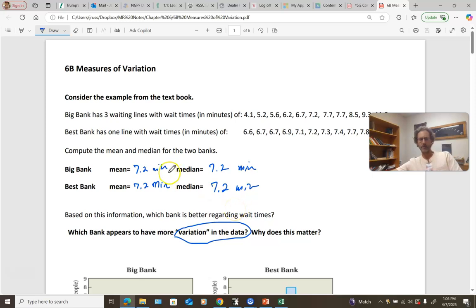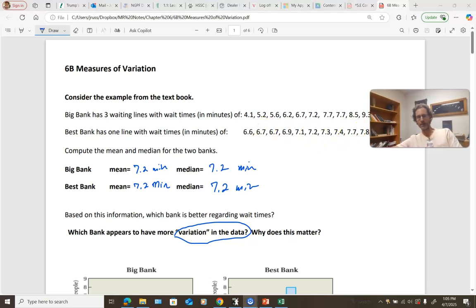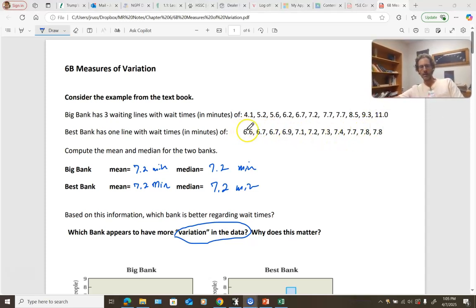that's hard to say because the average wait time is the same at both of these banks. But when you think about human psychology, this makes a little more sense. I would think that Best Bank has the better wait times. And the reason I say that is because these wait times here are all really close to whatever the average is, okay?